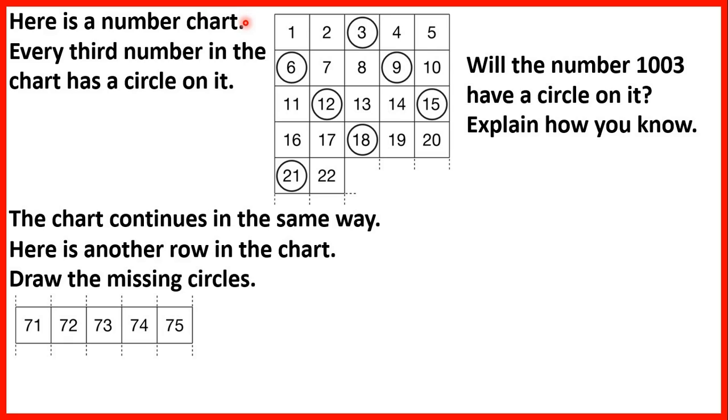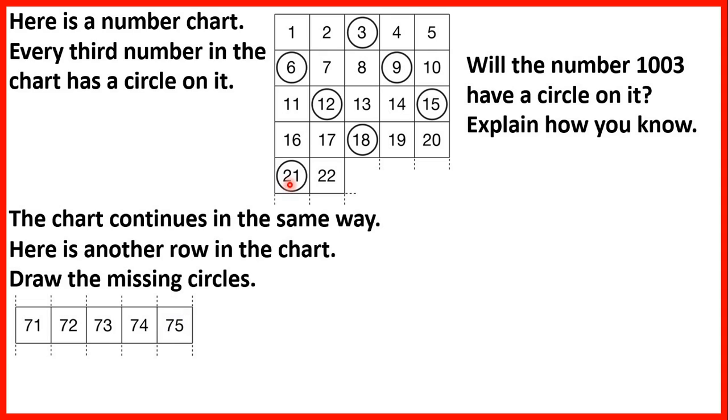Here is a number chart. Every third number in the chart has a circle on it. So we can see the numbers circled are all numbers that are in the 3 times table, so multiples of 3. The chart continues in the same way. Here is another row in the chart. Draw the missing circles.